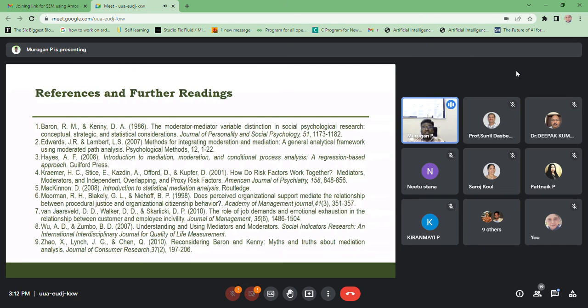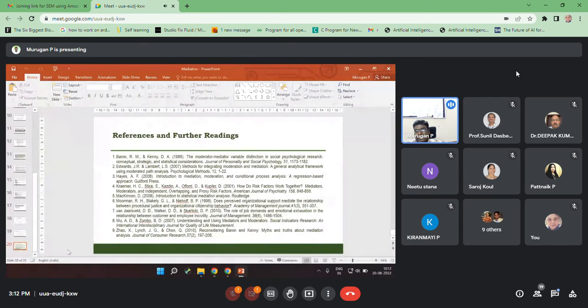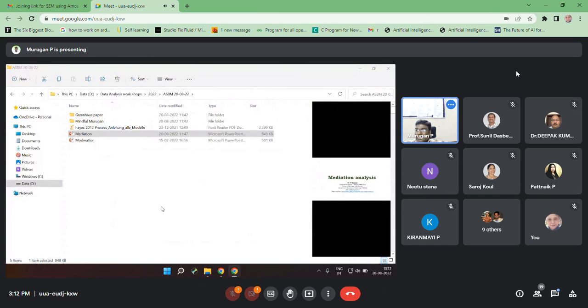These are some of the core references I have used to prepare this PPT. Actually, I had some 74 slides in my mediation PPT, but due to lack of time, I don't think I can cover all that content. So I'm using the revised PPT, which contains hardly 18 slides of content, excluding the front and last slide. Now I'll show you how to test the mediation in Amos, and then how to test the same thing with the help of the PROCESS macro in SPSS.